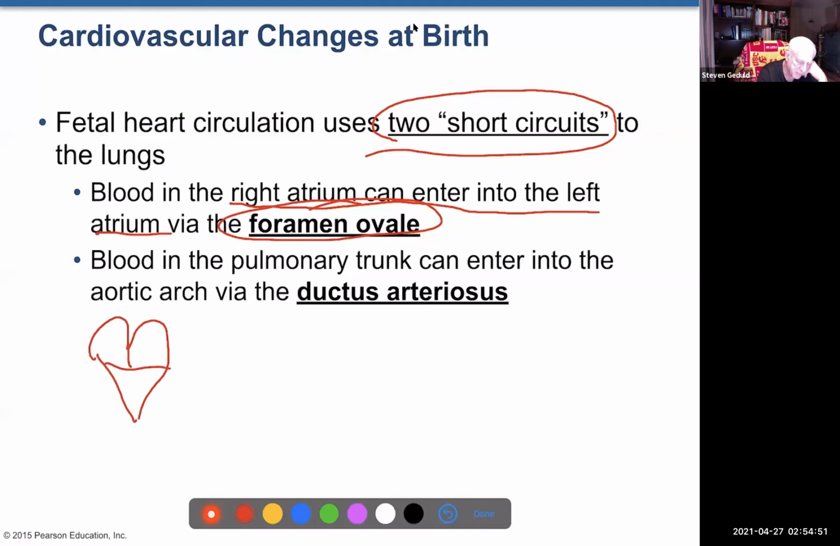So here's your heart, here's your four chambers. Blood comes in here. Instead of going from the right atrium to the right ventricle, the blood can go from the right atrium to the left atrium and then go to the rest of the body. It bypasses the lungs.